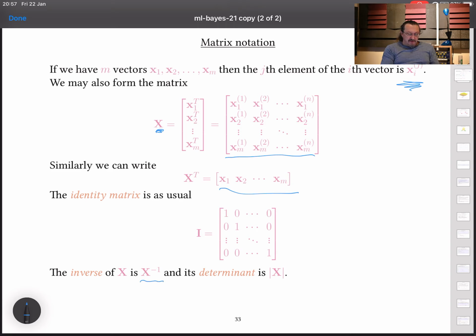Inverse is written by superscripting -1 and determinant by putting the mod symbols on. Yes, I'm afraid I will need to talk about determinants. I suspect that might be something you've forgotten about from NST Maths, so that's something to go and revise now.